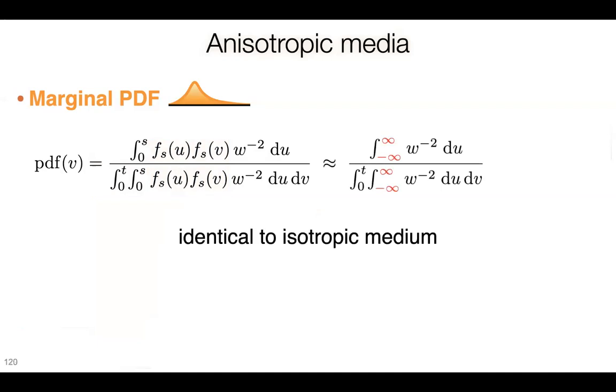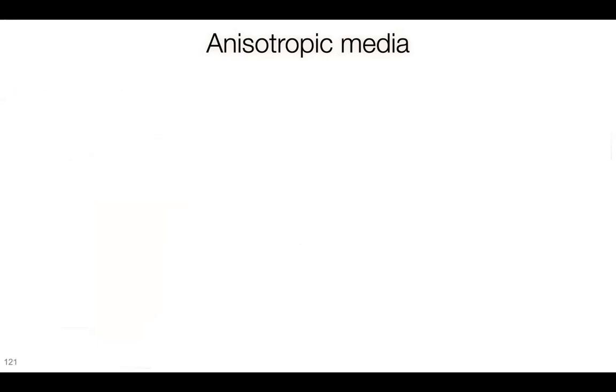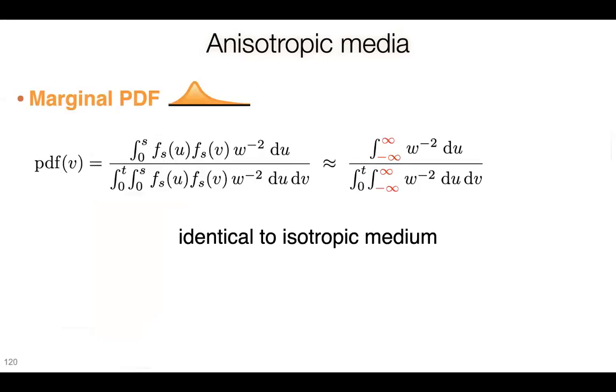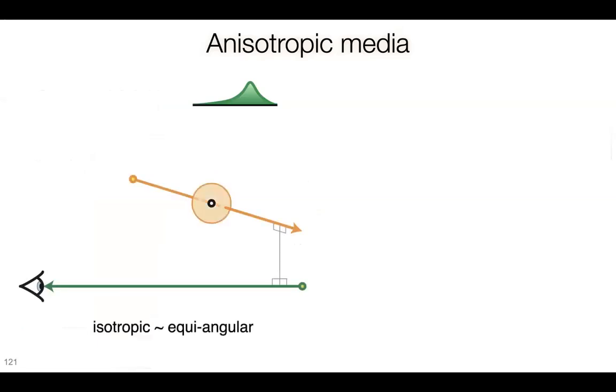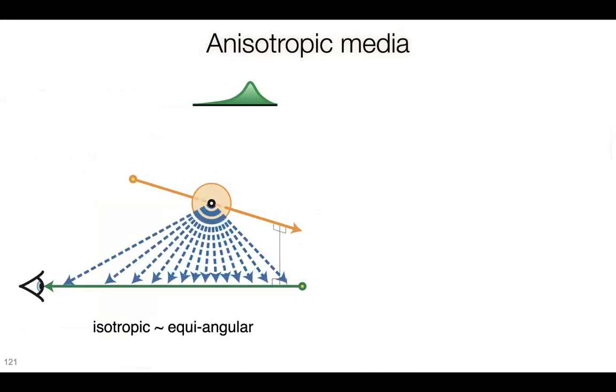What you can assume is that for an isotropic medium, they kept the corresponding PDF in the same form, and they use the same simplification of assuming an infinite camera array. And by doing that, they use it for the given phase function. So this was equiangular sampling. This is equivalent to the isotropic case.